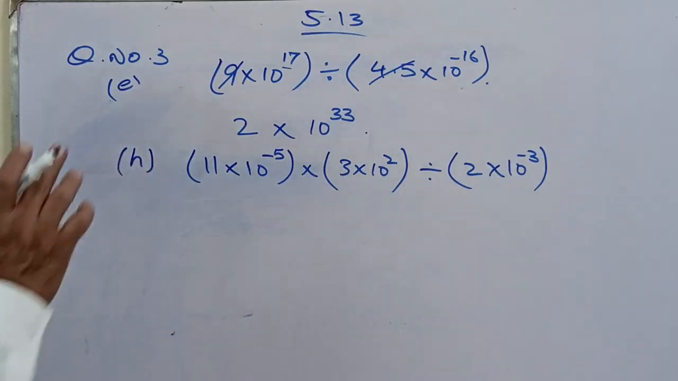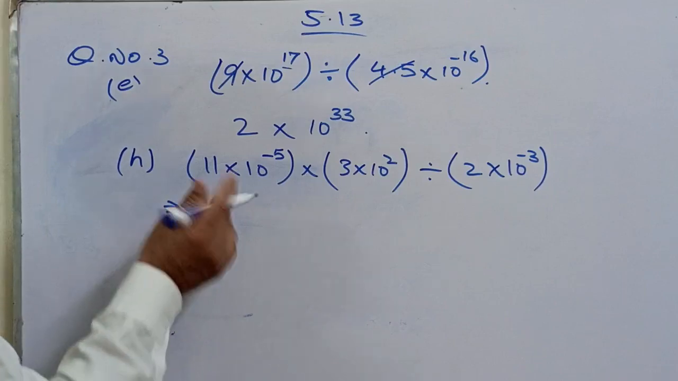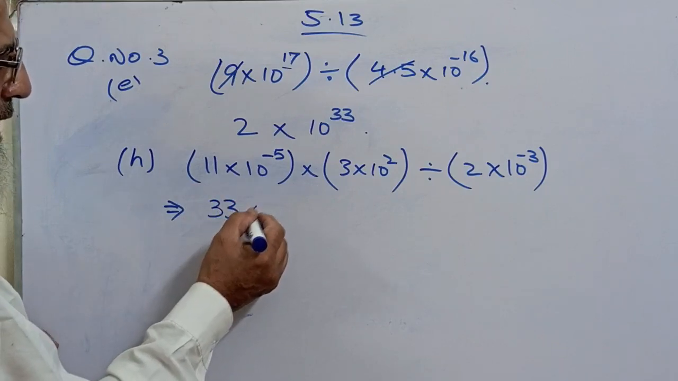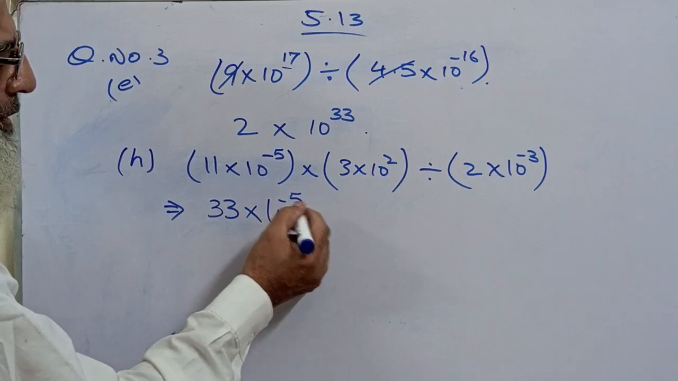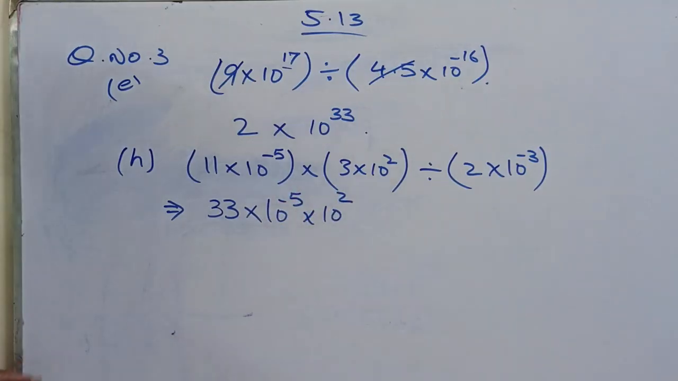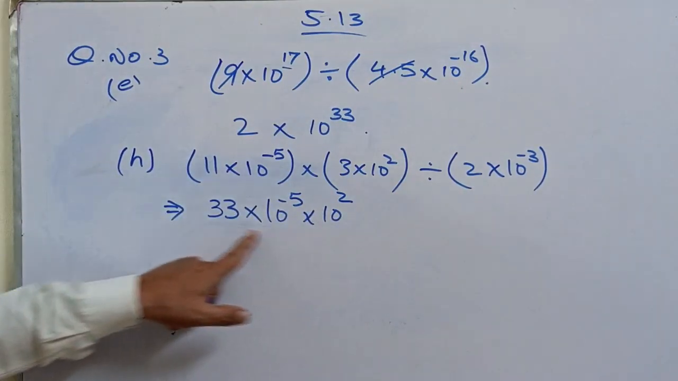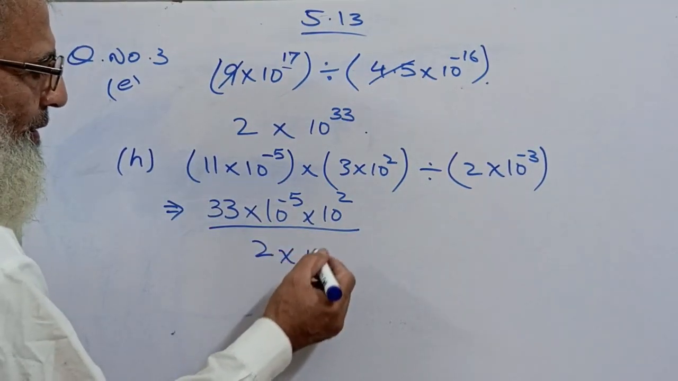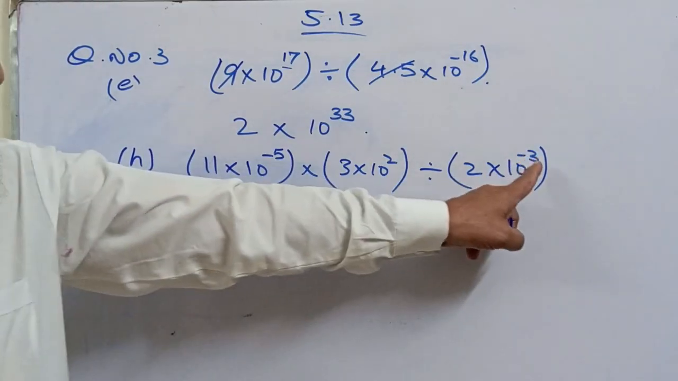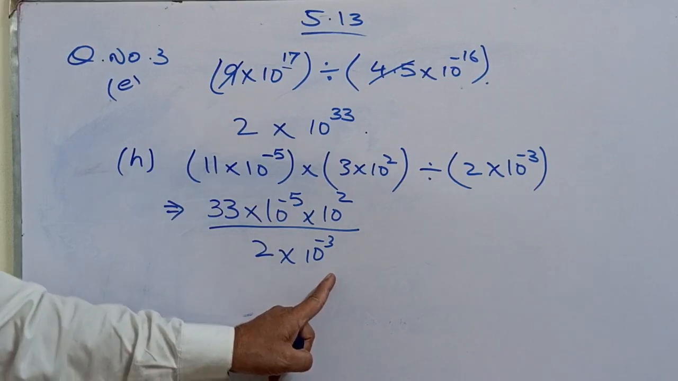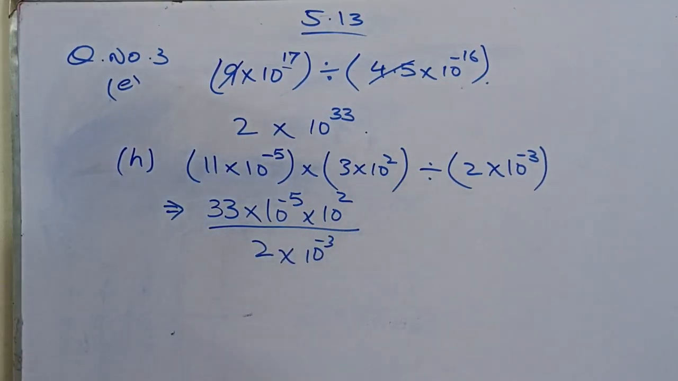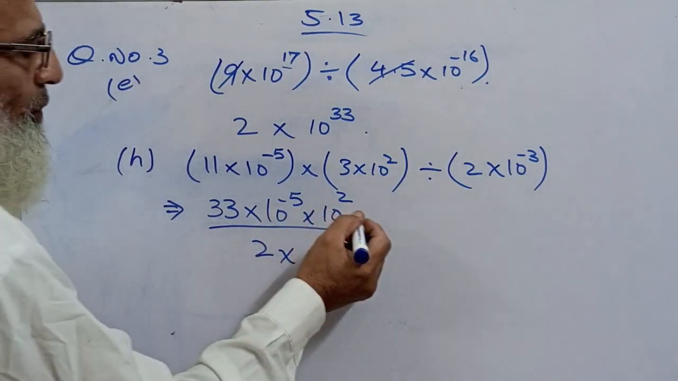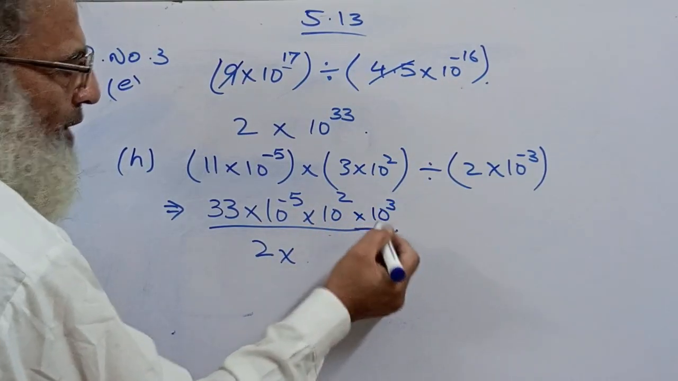Now, what is the effect of this multiplication? Now, 11 3 times is 33, multiplied by 10 raised to power minus 5 multiplied by 10 raised to power 2. Now the whole thing is divided by 2, like this, and minus 3. Now this minus 3 will go as a minus 3 because the division sign is there. Now if I want to remove this 10, it will become 10 raised to power 3. It will become positive.